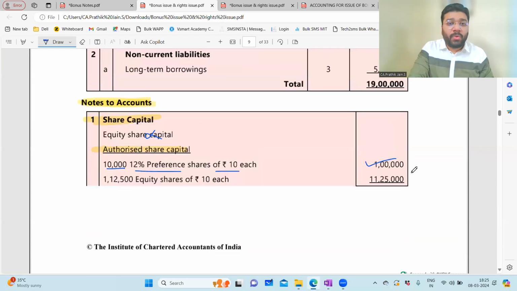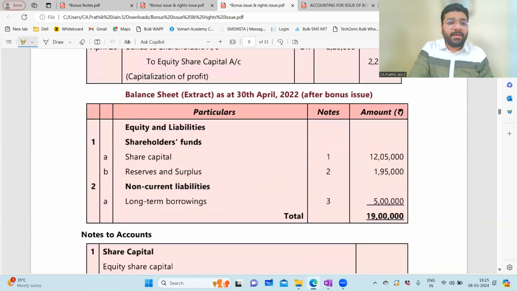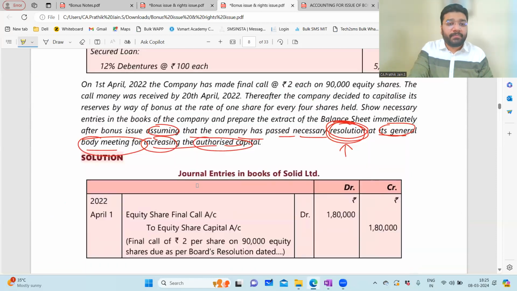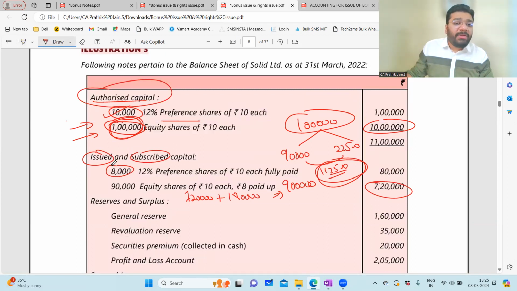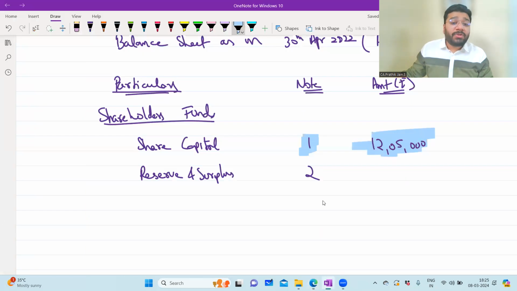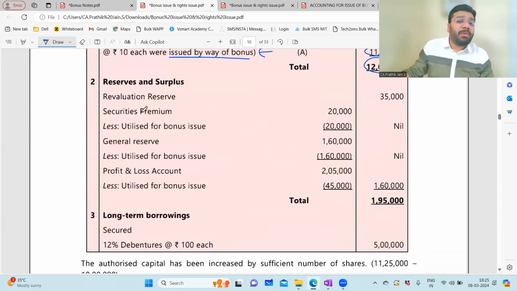Now, what is the next part? You see here in the question, they've given information about the capital part. They've not only given you the information about the capital, there's some information about reserves and surplus also. So reserves and surplus, which note number? Note 2. So how do you present your reserves and surplus? Note number 2, reserves and surplus.